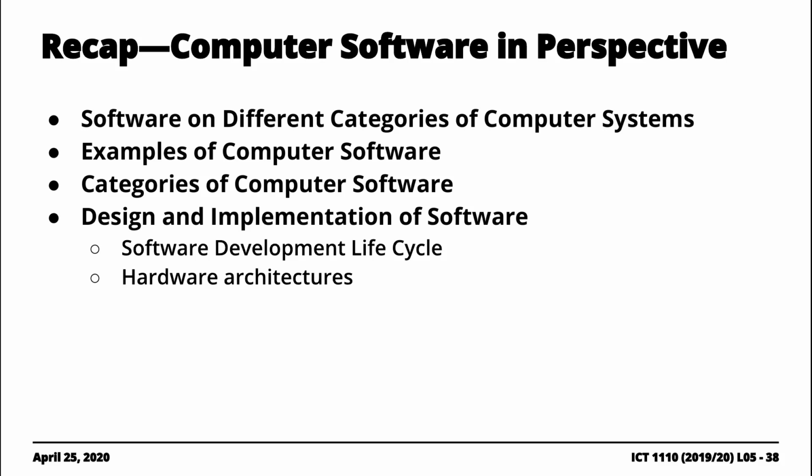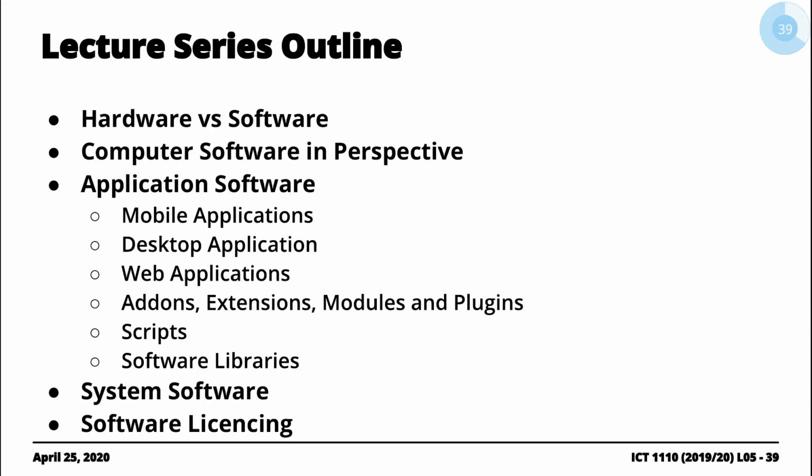And then finally, we set the stage for the upcoming discussion of the broad categories associated with computer software, which is application software and system software. So hopefully this all makes sense. I'll see you in the next unit or section where we get to look at application software.